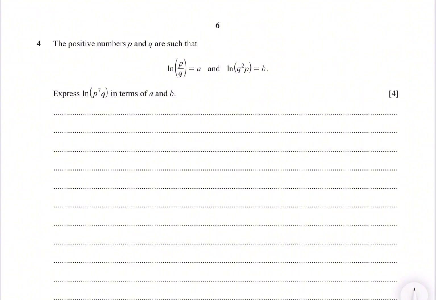Question number 4. The positive numbers p and q are such that ln of p over q equals a and ln of q squared p equals b. Express ln of p to the power 7 q in terms of a and b. So this is a logarithmic question. So ln of p over q would be a. Because p is divided by q, this is a logarithmic rule: if something is dividing by each other, we have to subtract. ln p minus ln q would be equal to a.